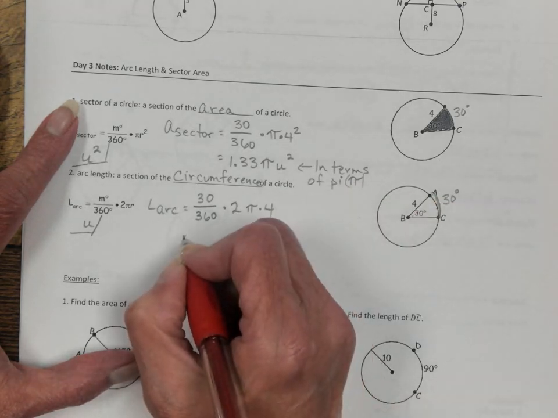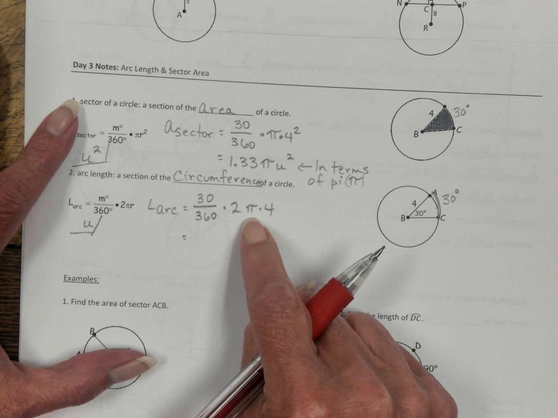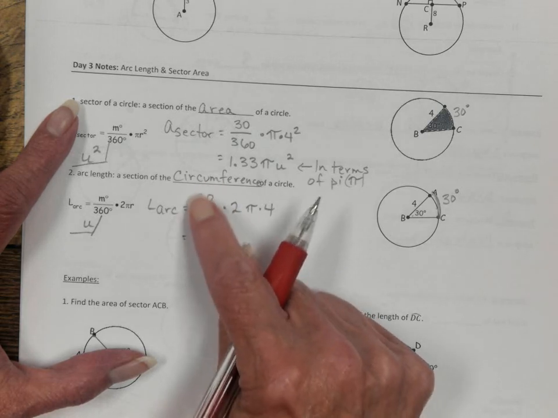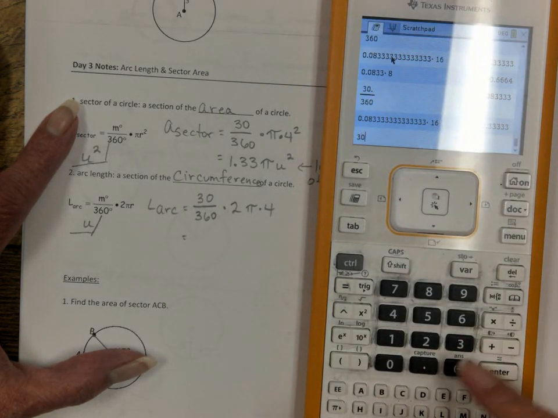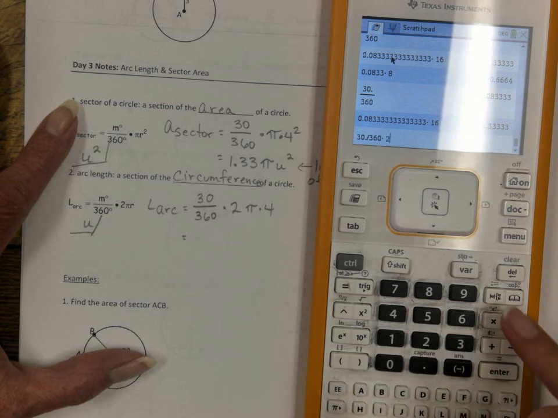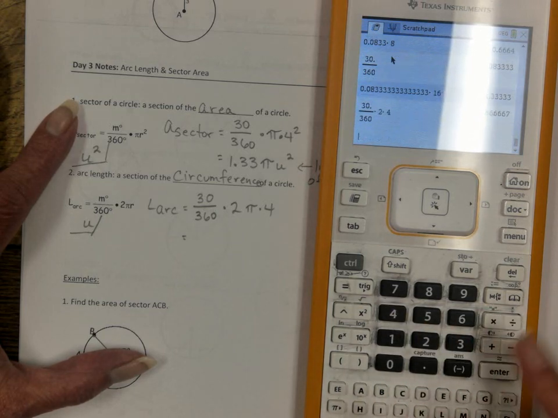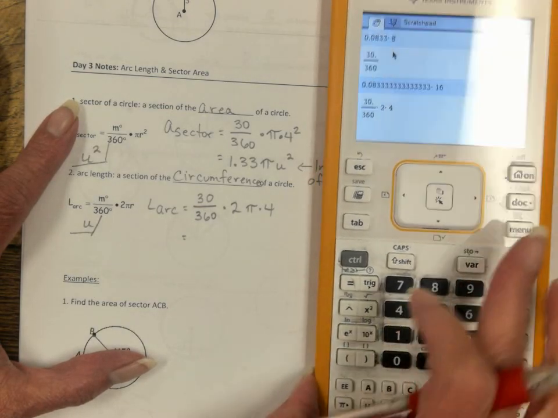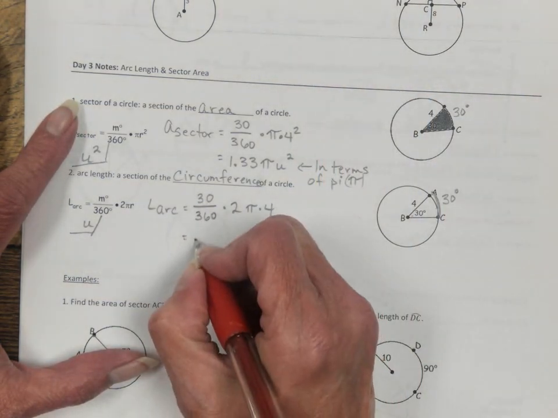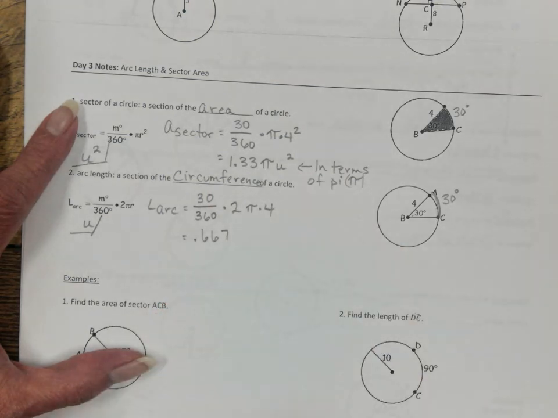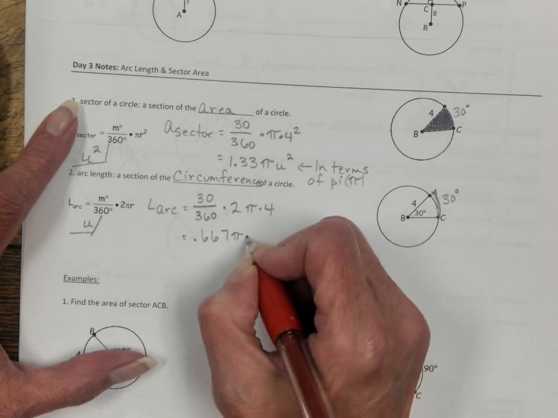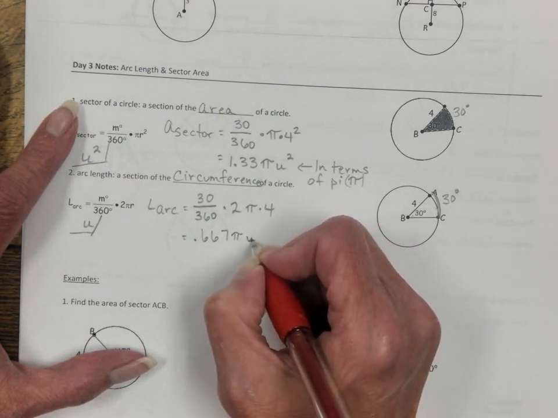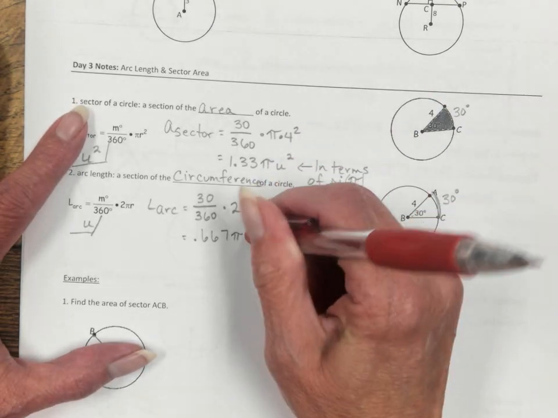And I'm going to put that in my calculator, and I am not going to multiply out pi. So I'm going to take the fraction times 2 times 4 and put that in my calculator. 30 divided by 360 times 2 times 4. And I get 0.666 repeating. So 0.667 pi, again in terms of pi, and then a unit of measure, or unit.